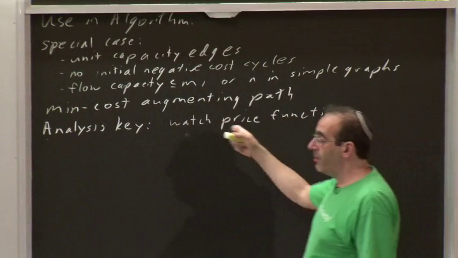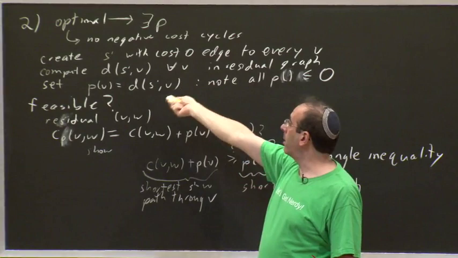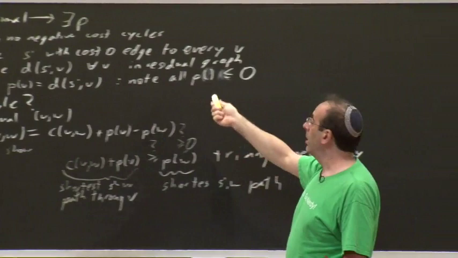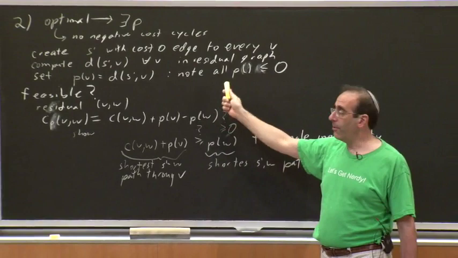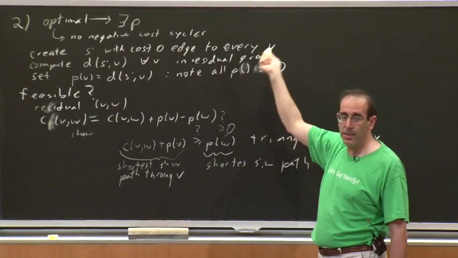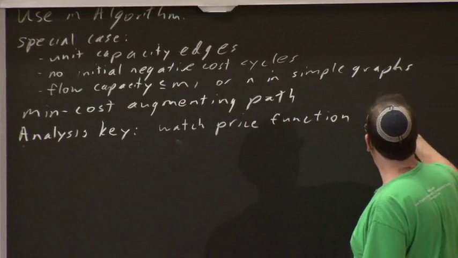Now, for this analysis, I'm going to look at the price function. Why did I define S prime? Why didn't I just compute shortest paths from S? Well, for one thing, this statement is also true for circulations where there is no S. For another, if I am looking at a min cost flow problem with an S, S might not be able to reach every vertex. And if S can't reach a vertex, then the shortest path from S is not defined. So for this theorem, I wanted to have a defined distance for every vertex. But in this problem, since I'm only augmenting from S, I am going to look at the price function, which is distances from S.